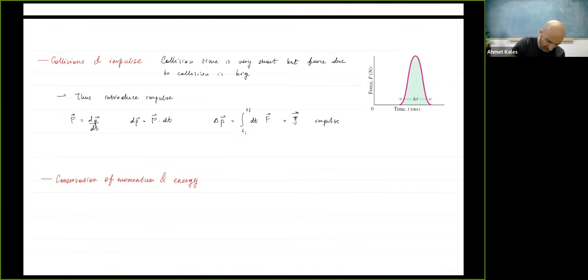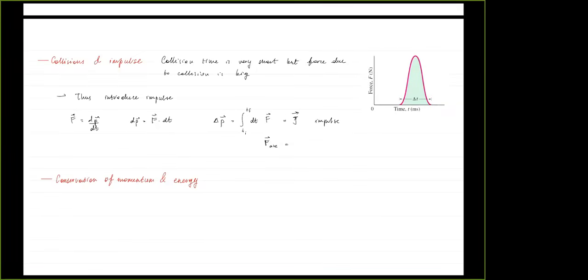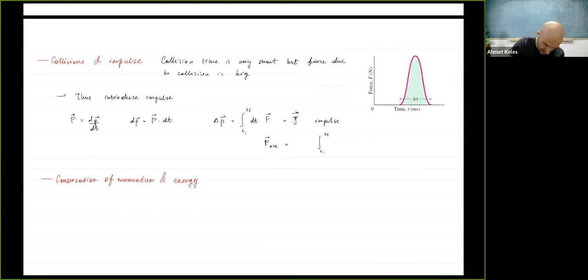And we can actually introduce something called average force. Force F average should be equal to this impulse, the integral from t initial to t final of F dt, which is a function of time, and we can divide this by total time. Okay. Thank you.